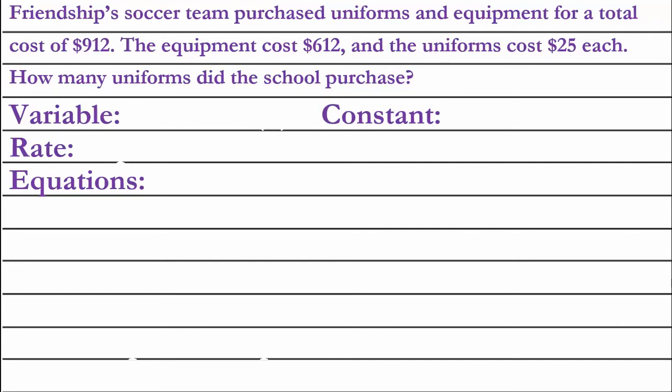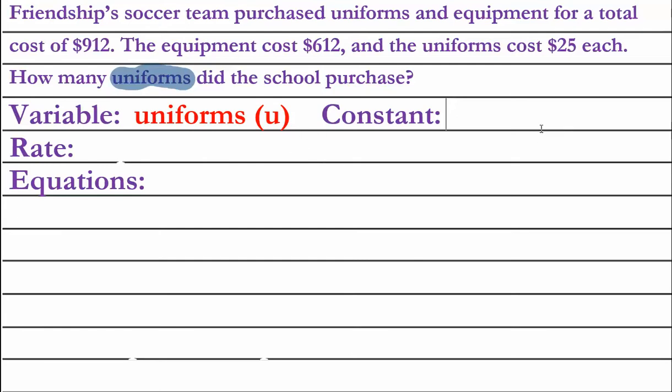we're looking for. And when we read this contextual problem talking about Friendship's soccer team, talking about a bill of $912, equipment costing $612, uniforms are $25 each. How many uniforms did we buy? So right there in the question, they've told us what they're looking for. So we're trying to find how many uniforms, and let's just use U. I like using variables that have some kind of meaning to them. So we're going to use uniforms U.